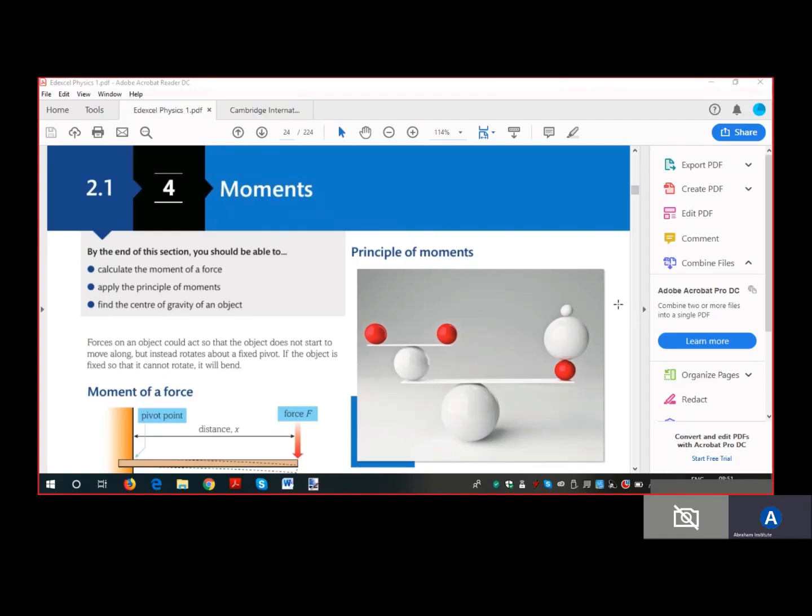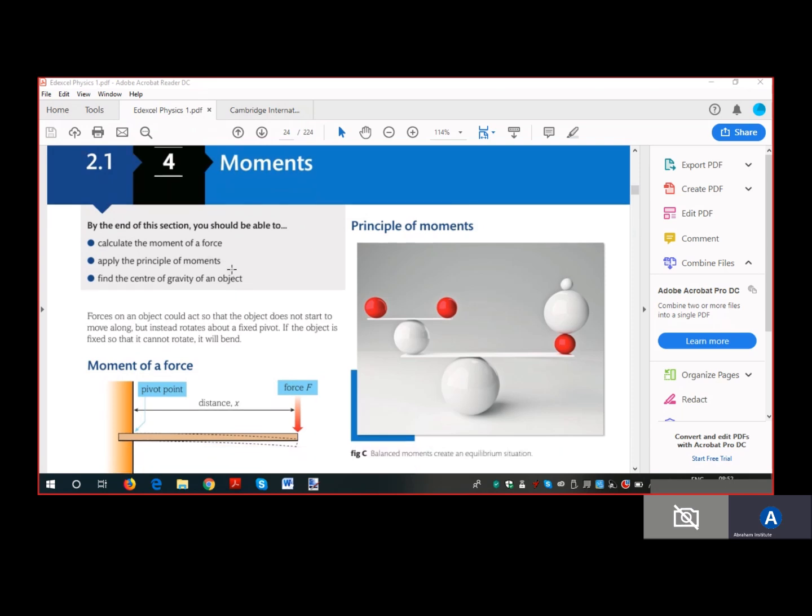Moments. By the end of this section, you should be able to calculate the moment of a force, apply the principle of moments, and find the center of gravity of an object. We will learn the definition of moment and then apply the principle of moments for some questions.